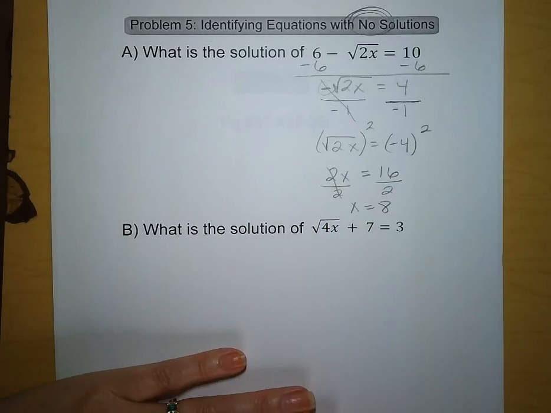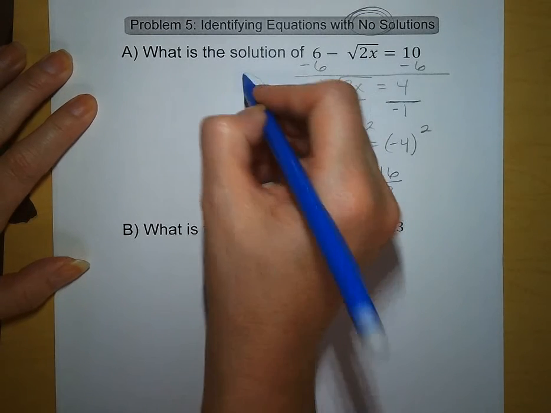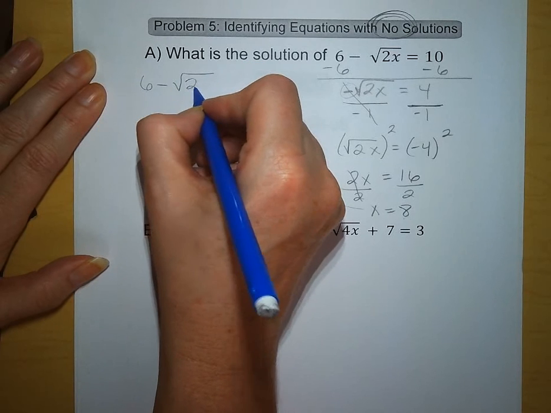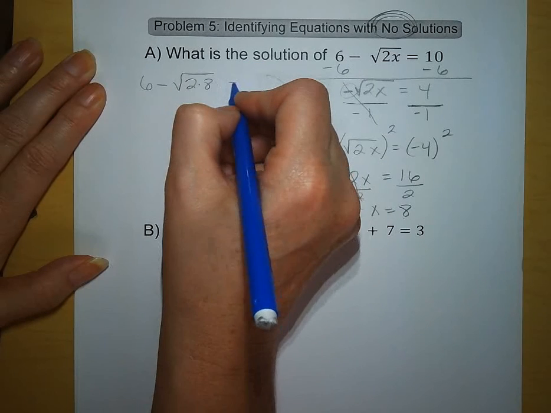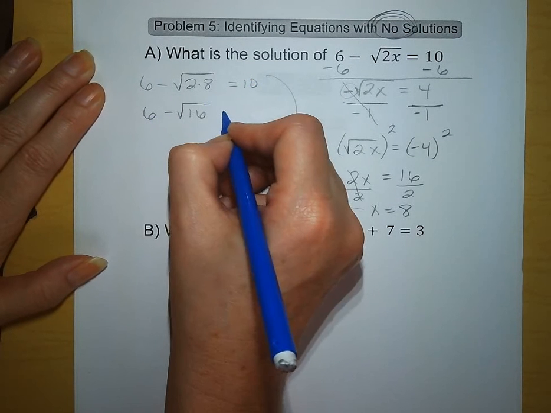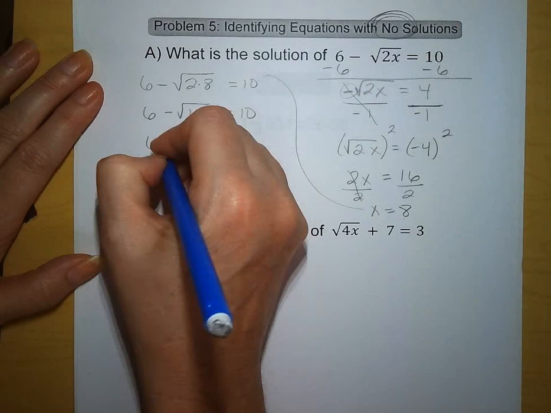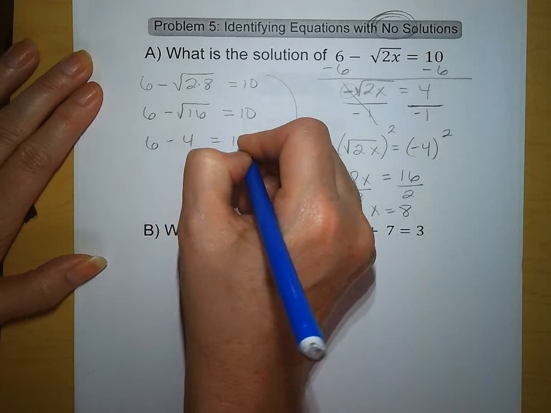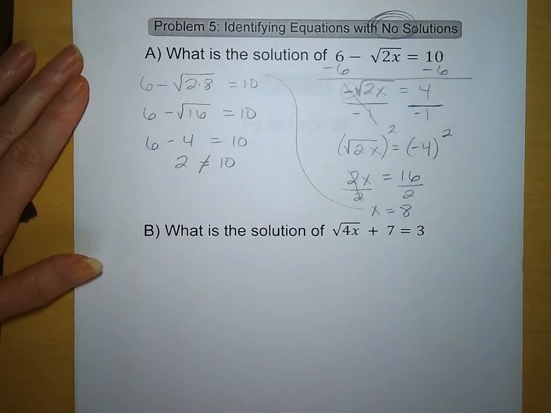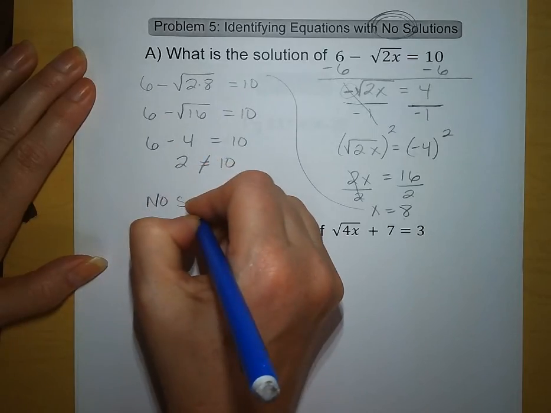Now let's plug that in, double check to make sure our answer does work. So we've got 6 minus the square root of 2 times 8 is equal to 10. So 6 minus 2 times 8 is 16. The square root of 16 we know is 4. So 6 minus 4 equals 10. So 2 equals 10, right? Wrong. Well then, there is no solution to this problem.